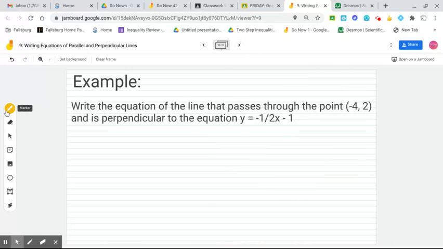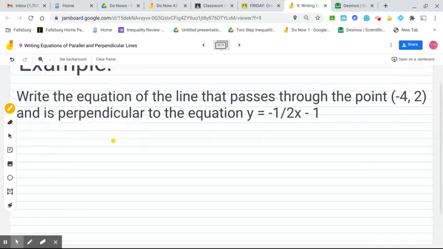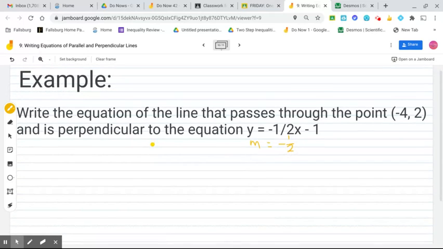Next example, write the equation of the line that passes through the point (-4, 2) and is perpendicular to the equation y equals negative 1/2 x minus 1. So the first thing we want to do is identify the slope that we're given. So the slope is negative 1/2. So since we're finding a perpendicular line, the slope of the new line will have to be the negative reciprocal of negative 1/2.